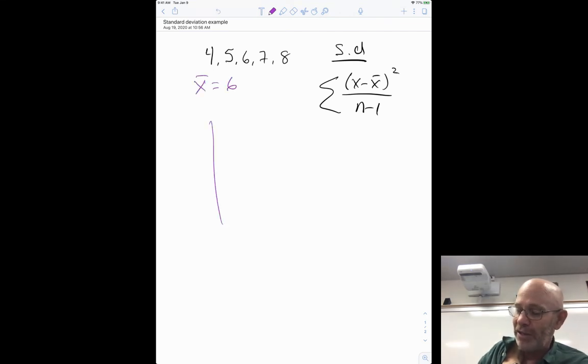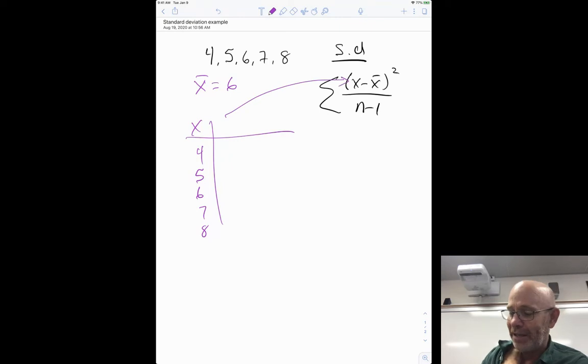So normally when I do this, I'll just write a little chart. I'll put my x's. Remember, x is all my x's. And then I'll find the deviations, x minus x bar. So it's minus 6. So 4 minus 6 is negative 2. 5 minus 6 is negative 1. 6 minus 6 is 0. 7 minus 6 is 1. And 8 minus 6 is 2. Notice those add up to 0. They always will.